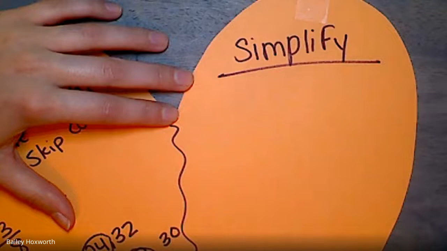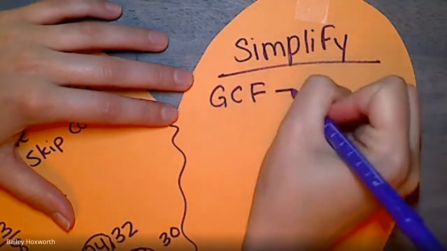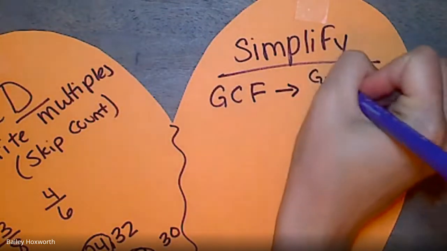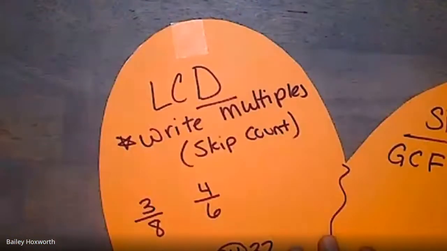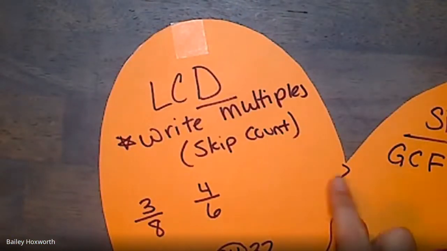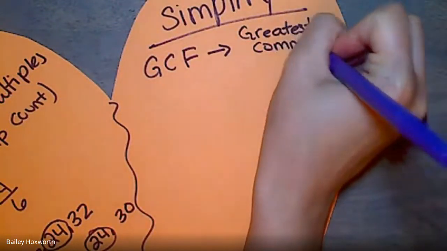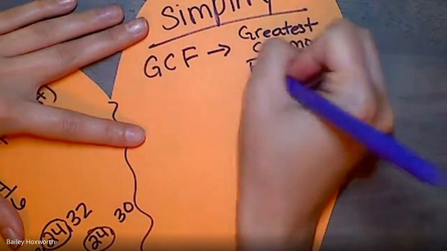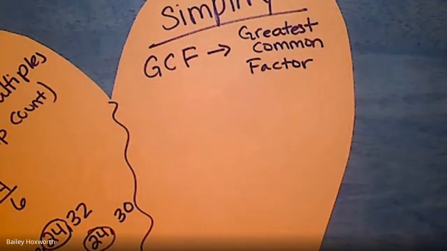For me to simplify, I have to find the GCF. Do you remember what that meant? G means greatest. Just like in LCD, the C stands for common. And you have multiples and you have factors. So greatest common factor. And factors are difficult.